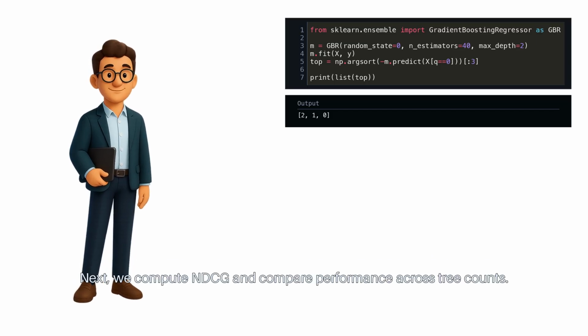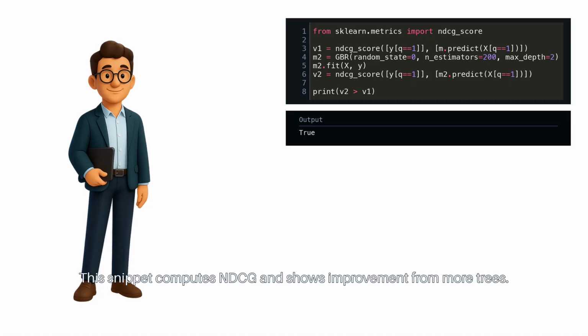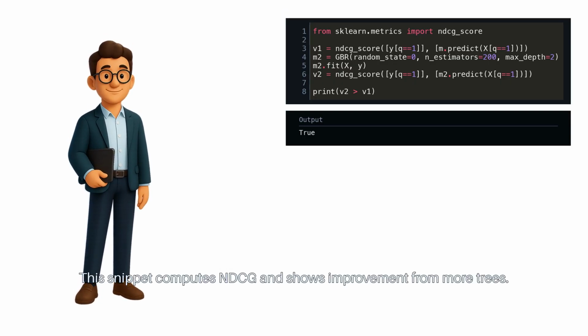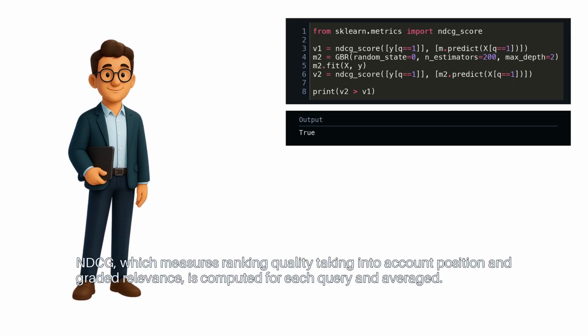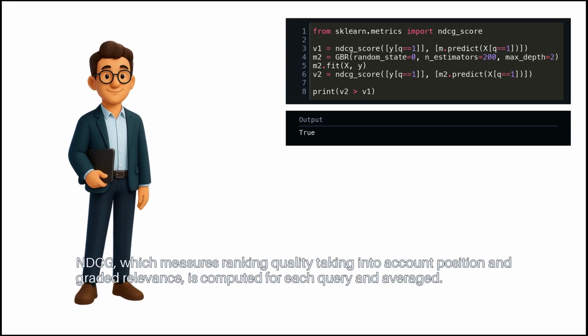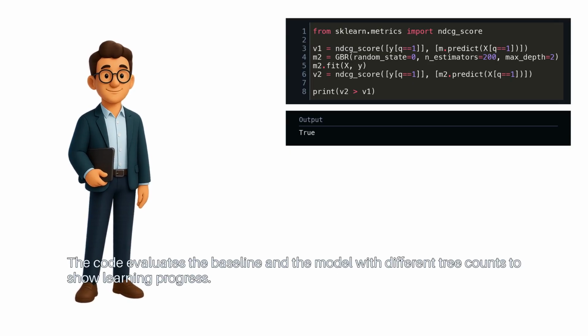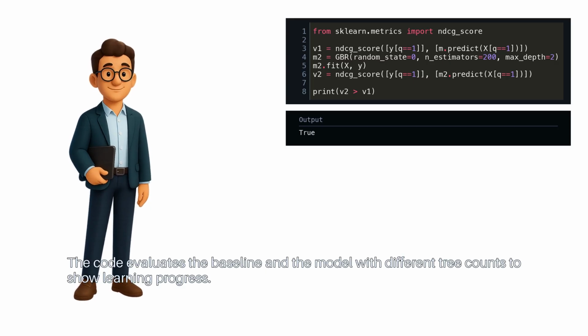Next, we compute NDCG and compare performance across tree counts. This snippet computes NDCG and shows improvement from more trees. NDCG, which measures ranking quality taking into account position and graded relevance, is computed for each query and averaged. The code evaluates the baseline and the model with different tree counts to show learning progress.